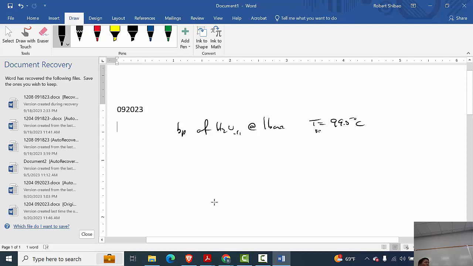What was our calculated boiling point? The calculated one was like 97. At 1 bar, it was 99. Oh, it was 97. Yeah, 97. Okay, 97.08. So it's still off a little bit, and what we're going to do is account for this difference. The difference is probably due to our assumption.